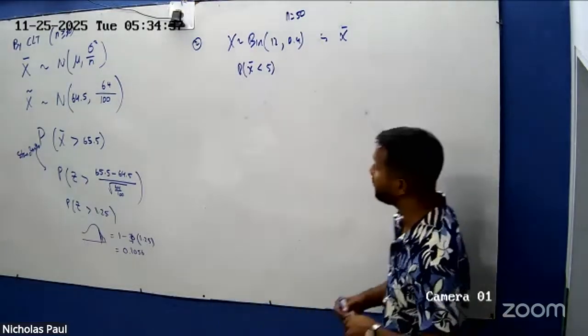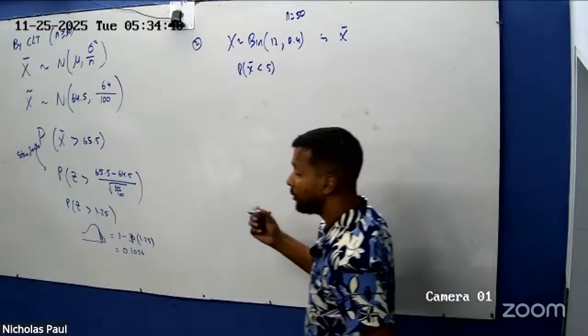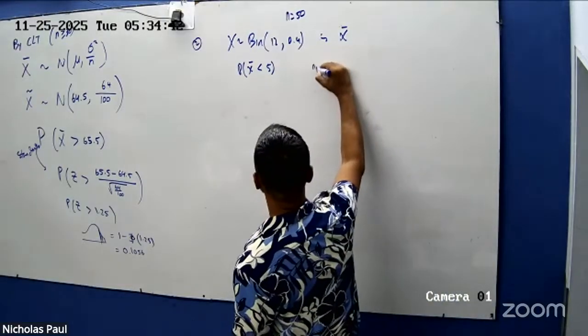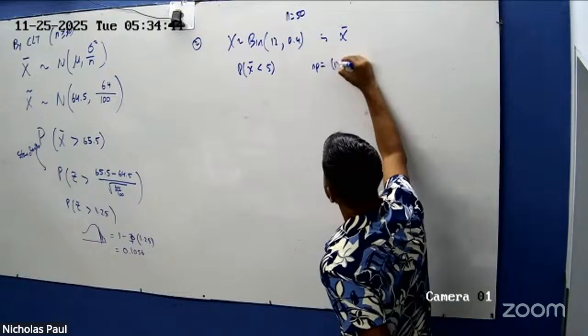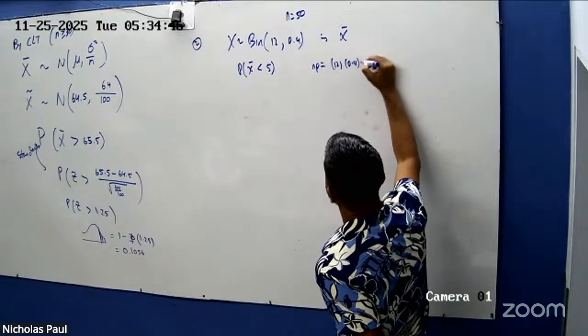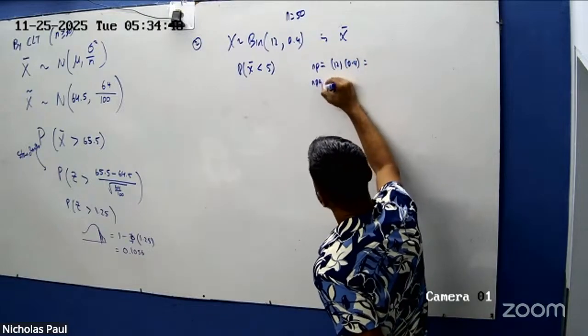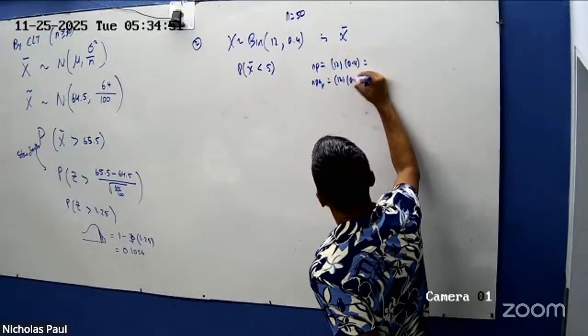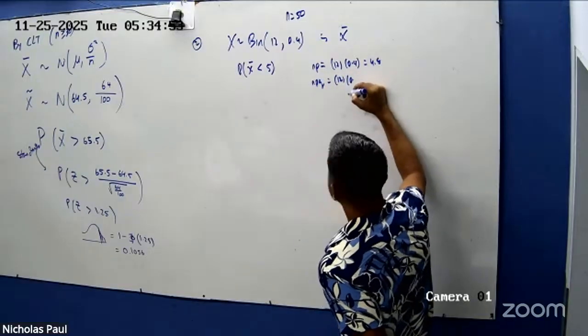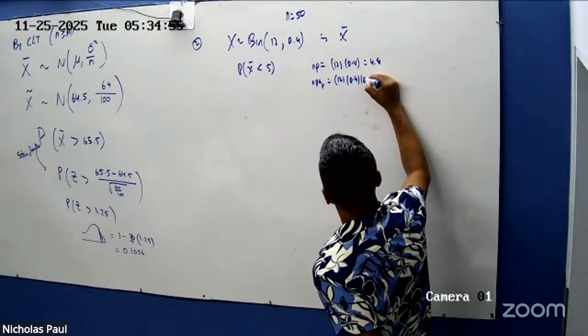Am I done? No. I can give you a minute. n times p, that's 12 times 0.4. How much is that? 4.8. 12 times 0.4 times 0.6. How much is this one?